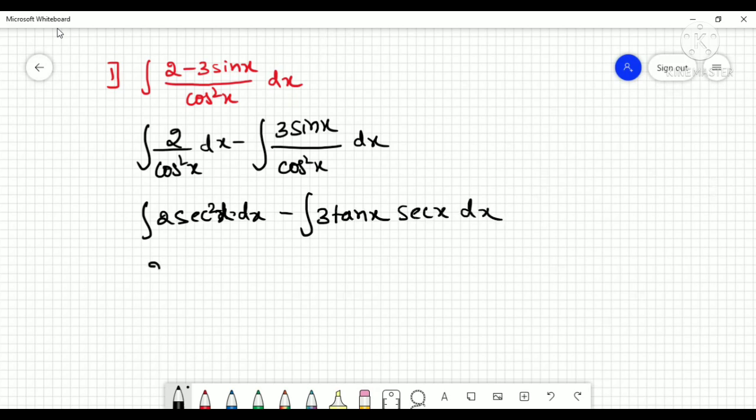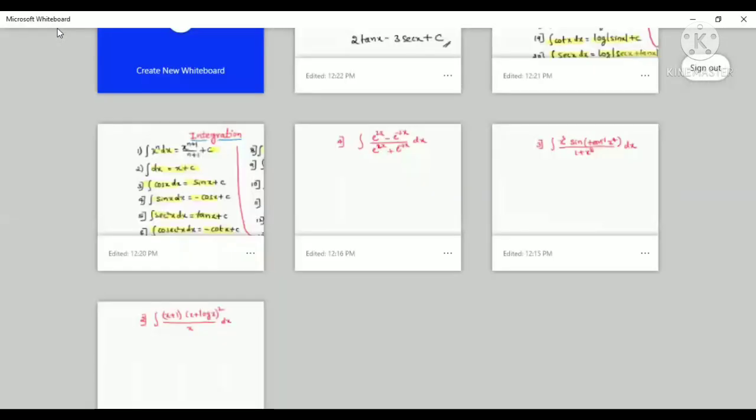Now 2 is a constant, as it is. Integration of secant square x is tan x, minus 3 constant as it is, integration of secant x into tan x is secant x, plus arbitrary constant c. This is the value of this one. Now let's move on to the second one.